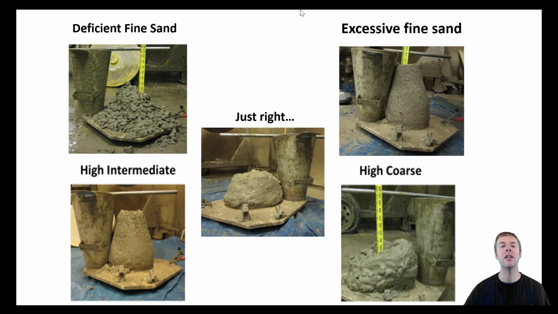Let's look in the upper right-hand corner. Here's a mixture that doesn't have very much slump at all, yet the total amount of sand is the same. The gradation, the size distribution of the sand, is different, but the total amount is the same. And look, you get almost no slump out of that concrete. It's so stiff. That's not good.